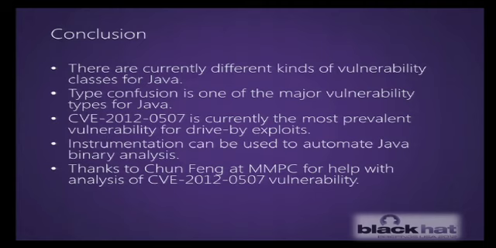The conclusion is that there are different kinds of vulnerabilities for Java, but currently type confusion vulnerability is the most prevalent one. We see that malware is actively using 0507 and 1723 right now. So you must check your JRE version and update it. If you are working for a company, you should check that. If you are at home, you should check your JRE version and update it.